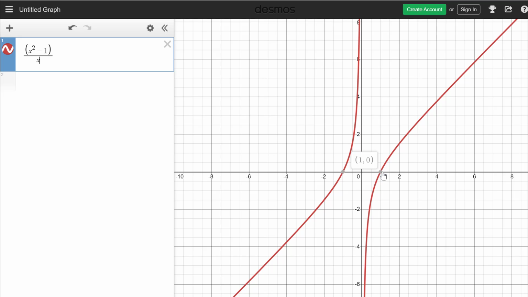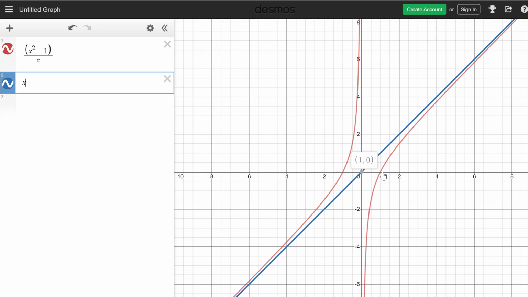oblique asymptote. The degree of the numerator is one more than the degree of the denominator, so we would go through the process of long division. And when we do the polynomial long division in this case, we find that the oblique asymptote is y equals x. And I'm just going to go ahead and graph that in right here. You can see that oblique asymptote now, the way it splits the graph. The graph in both cases approaches that asymptote but never actually crosses it.